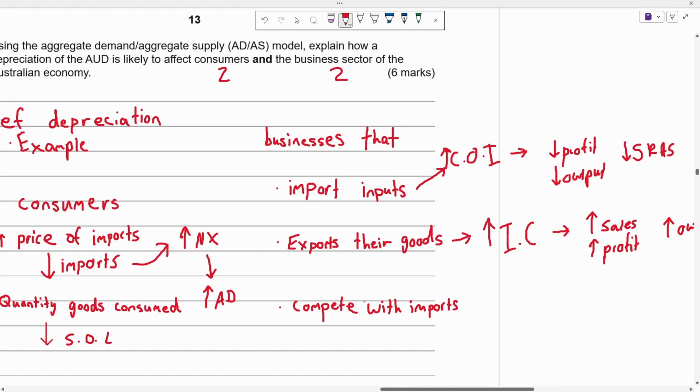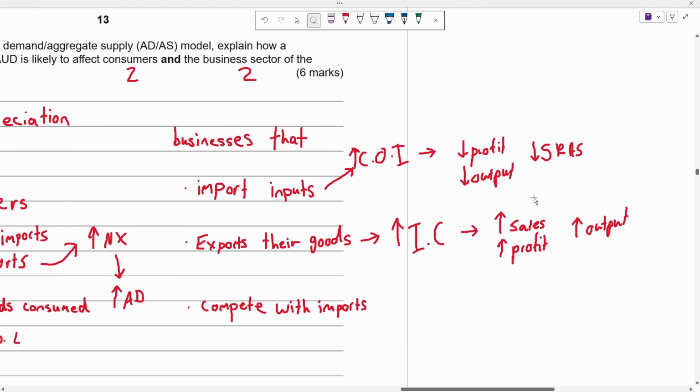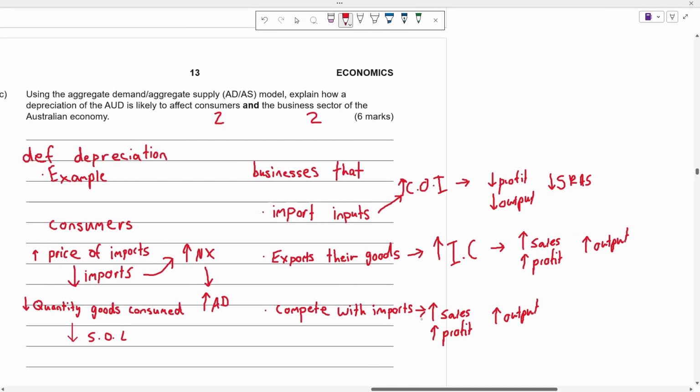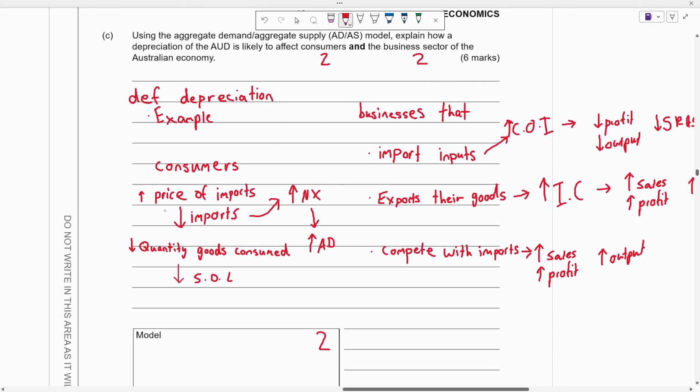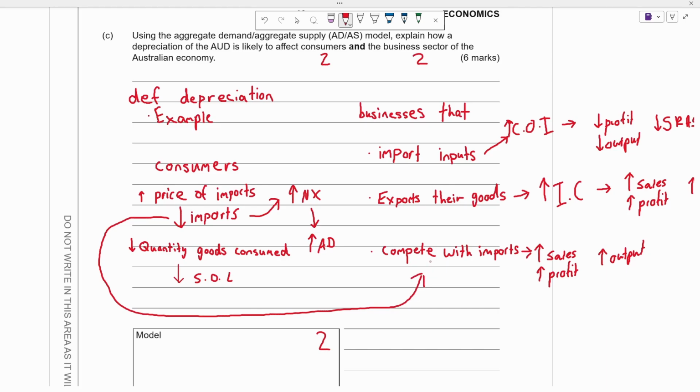And then for businesses that compete with imports, it's pretty much the same story. They're going to have higher sales and a higher level of profit, and eventually they'll increase their output in the long run. Now, why do they have higher levels of sales? Well, it's because consumers are now demanding less imports. So that means they are demanding more domestic goods. So obviously that's going to benefit them and increase their sales and profits.